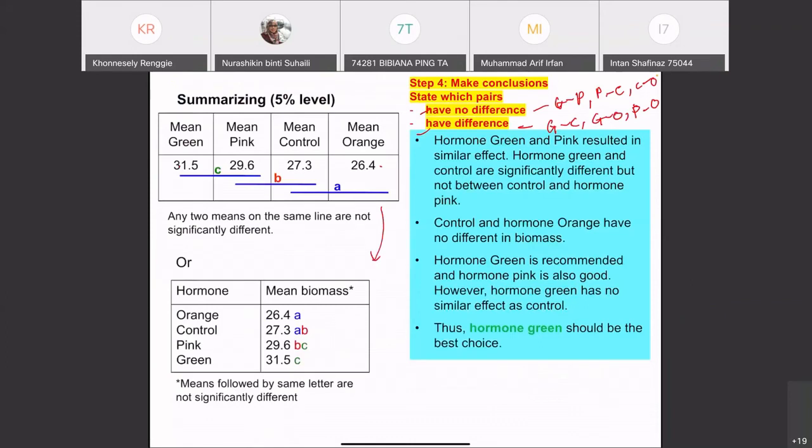And after that, at the end, you make a conclusion. Okay, make a conclusion whereby you have to mention which pairs have a difference and which pairs do not have a difference. Okay, so that is Bonferroni method. So any question for Bonferroni?